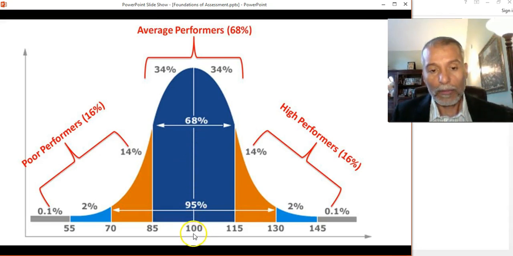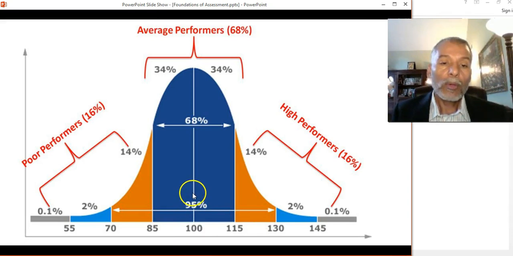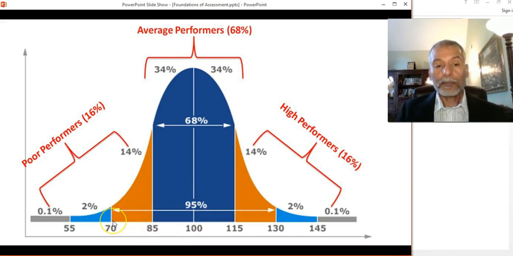The mean is usually 50% here. And then you go below to the left from the mean, this line in the middle, keep going to 70, which is 85 minus 15. That is 70. So that is 2 standard deviations below the mean, below 100.